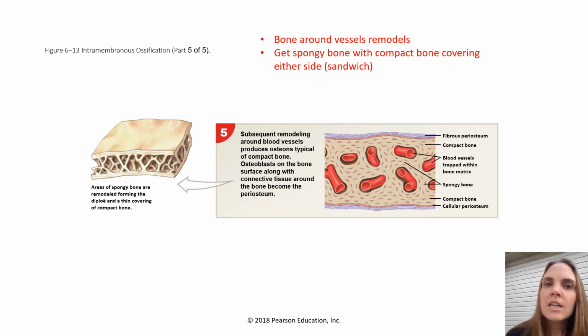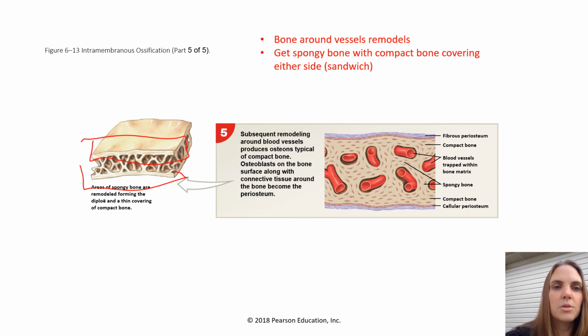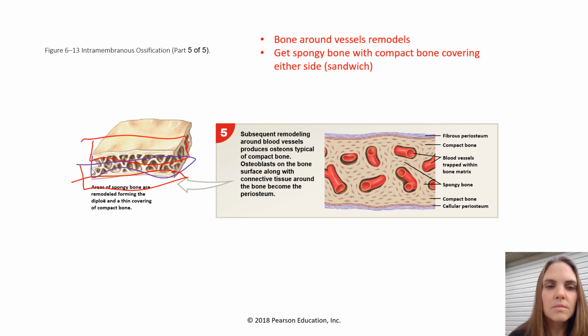We get remodeling of the bone around the blood vessels, resulting in the spongy bone in the center, and then compact bone covering on either side. Remember, in our flat bones, we had that spongy bone sandwich: compact bone on the sides with our spongy bone in the middle. The compact bone contains those osteons that we talked about, and we also end up with osteoblasts and connective tissue along the bony surface, which will become the periosteum.